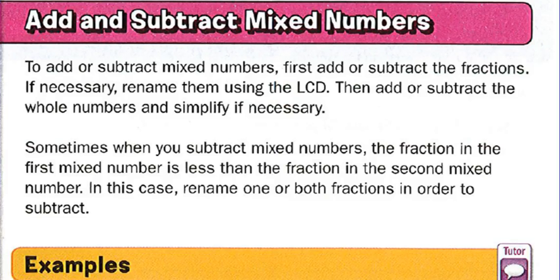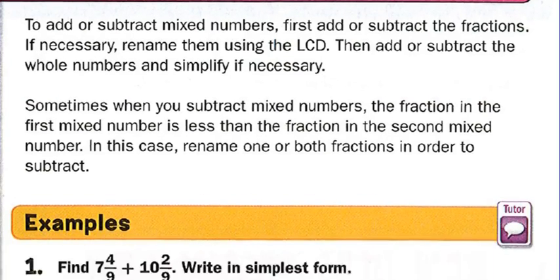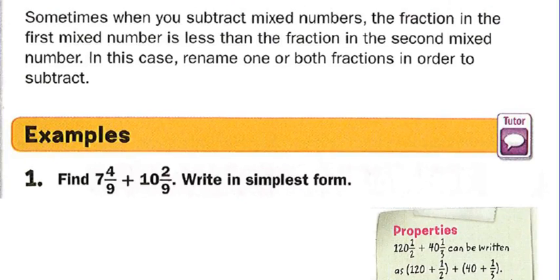To add or subtract mixed numbers, we first add or subtract the fractions. So make sure you start with the fraction first. If necessary, rename them using their lowest common denominator, or any common denominator will really work. Just make sure you reduce when you're done. Then add or subtract the whole numbers and simplify if it's necessary. Sometimes, when you subtract mixed numbers, the fraction in the first mixed number is less than the fraction in the second mixed number. In this case, you're going to rename one or both fractions in order to subtract, and we'll look at what I'm talking about there in a minute.